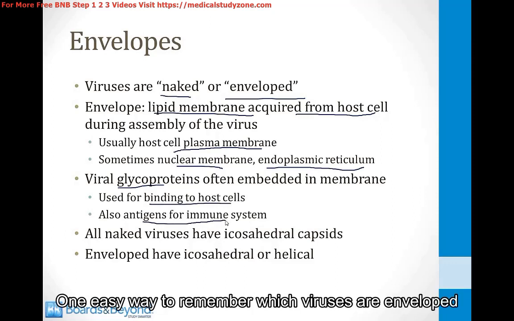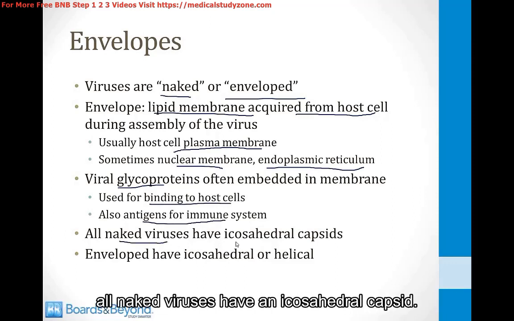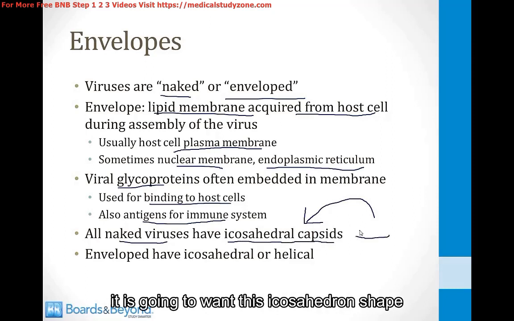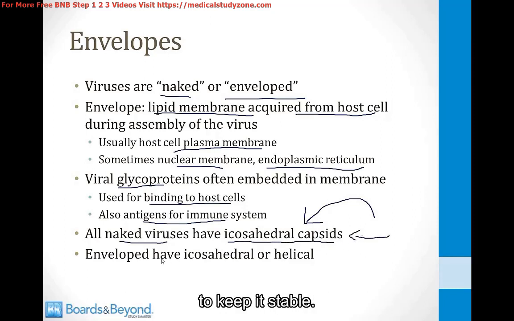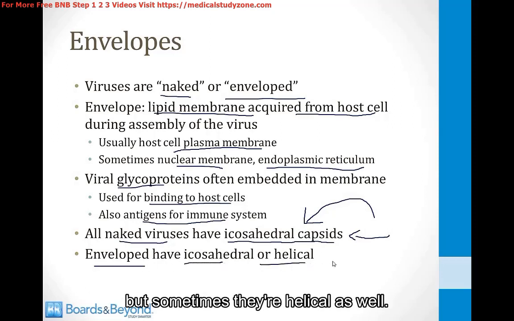And one easy way to remember which viruses are enveloped and which are not is to know that all naked viruses have an icosahedral capsid. The icosahedron shape is very stable, so if a virus is going to lack an envelope, it is going to want this icosahedron shape to keep it stable. Viruses that have an envelope may be icosahedral, but sometimes they're helical as well.